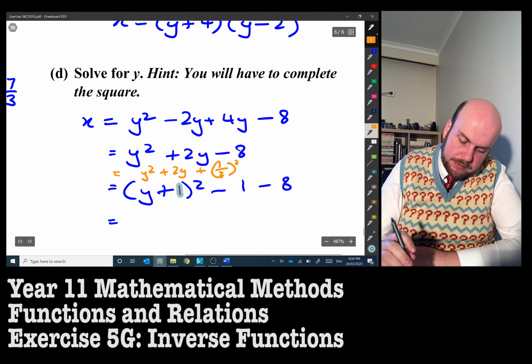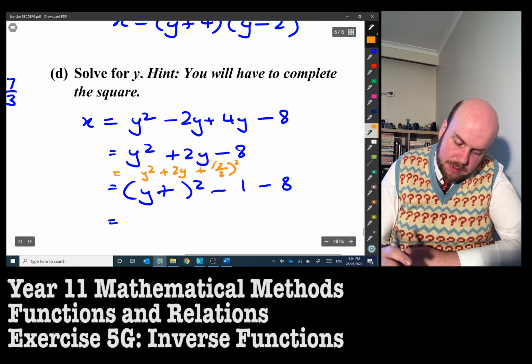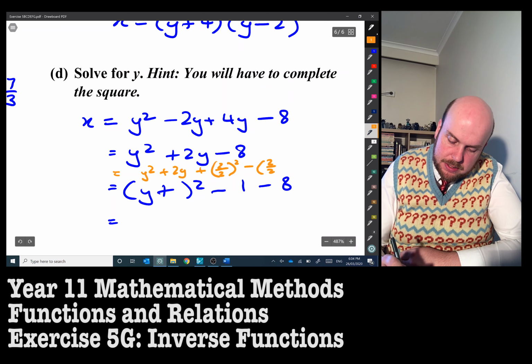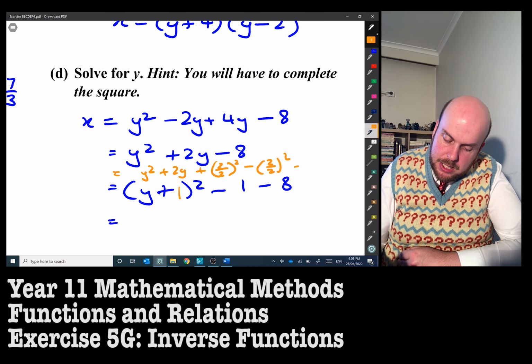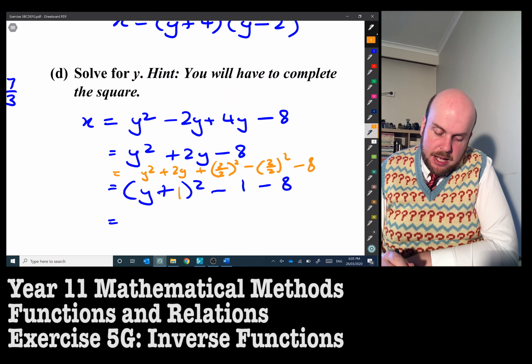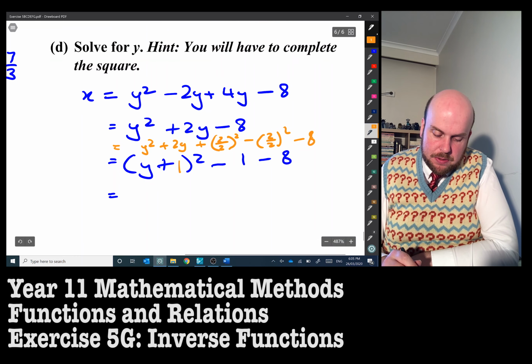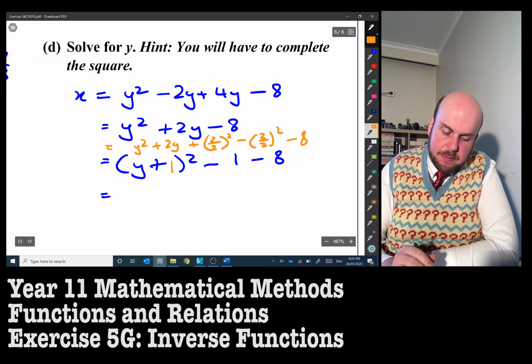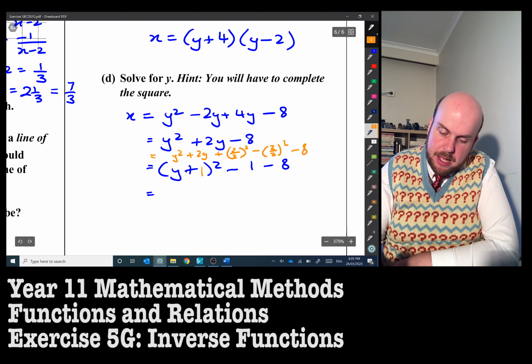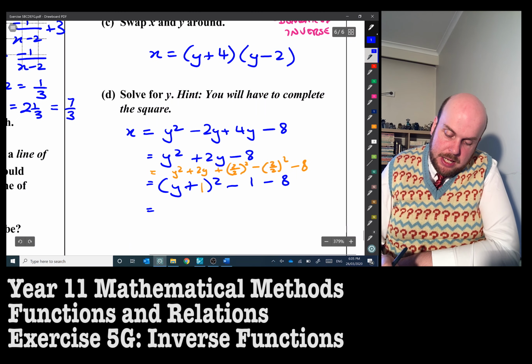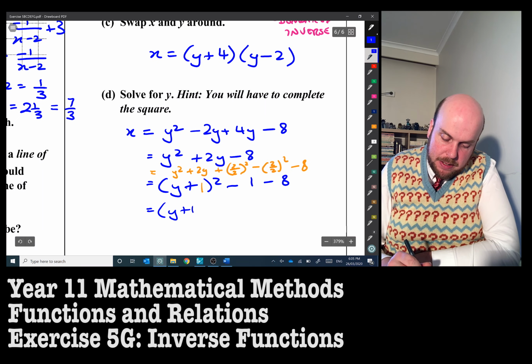No, hang on. No, I was right. (2 over 2) squared minus (2 over 2) squared. It's going to be 1. Minus 8. So that's how we do that. And the interior of that bracket goes in the inside here, because this becomes a perfect square. So that becomes (y plus 1) squared minus 9.